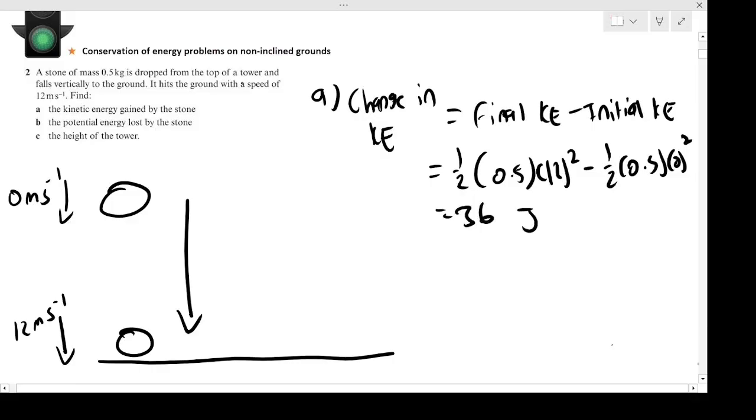And I make a note that specifically the change is a gain, right? Kinetic energy is gained because very simply we are increasing the speed. It goes from 0 to 12. So I make a note this is a gain.